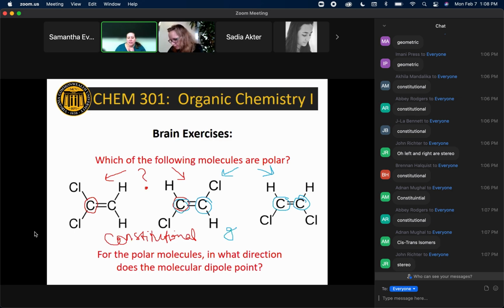So these are indeed geometric isomers because they have identical bonding patterns. And the only difference between these two is that in one of them, the chlorine on the right is sticking up, and in the other one, the chlorine on the right is sticking down. So they are geometric isomers. You can also call them cis-trans isomers. So which one's cis and which one's trans?